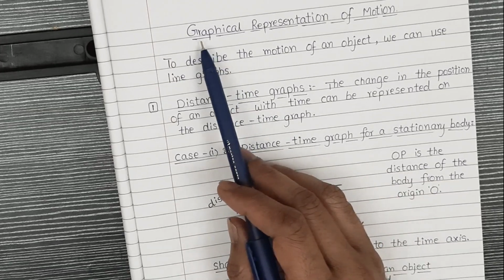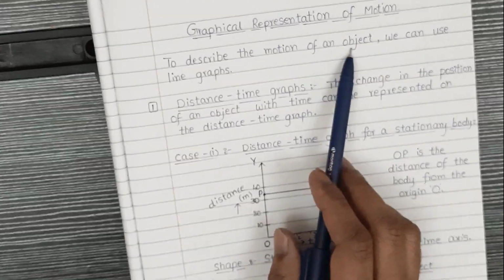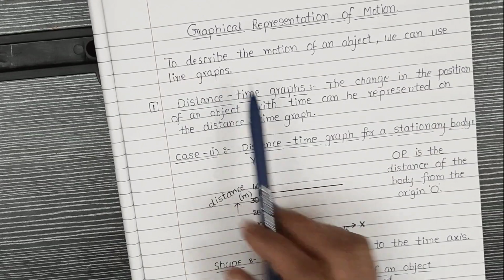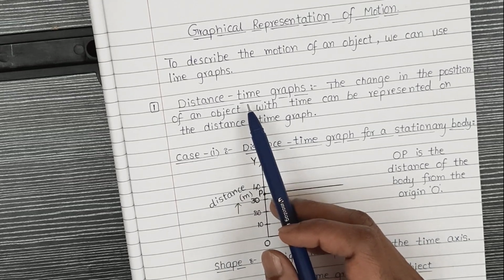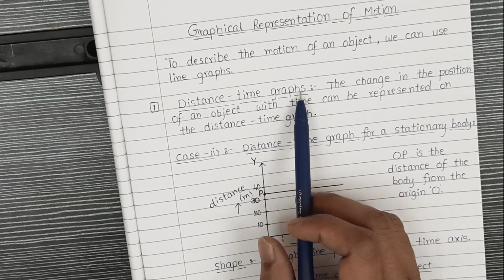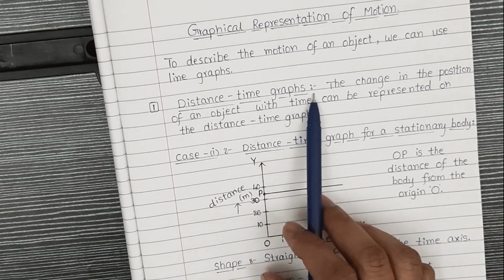Now let us see the graphical representation of motion. To describe the motion of an object, we can use graphs like line graphs. There are two types of graphs we are going to learn today. They are distance-time graphs and velocity-time graphs. Let us check what these distance-time graphs are.